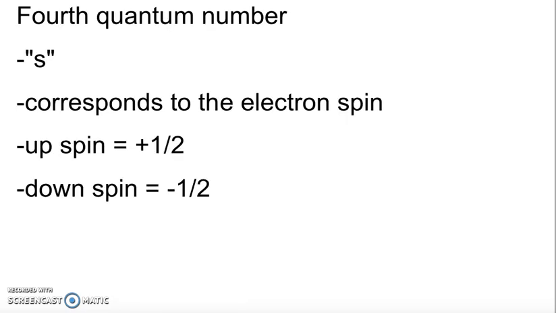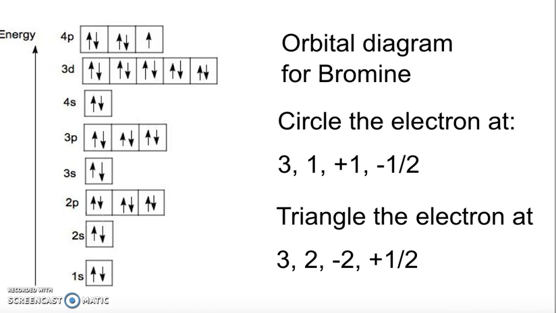The fourth quantum number, represented by the symbol s, corresponds to the electron spin. There are only 2 possibilities: either +1/2 or -1/2. If the electron has an up spin, we represent it as +1/2. A down spin would be -1/2. Again, we're looking at 4 quantum numbers, kind of like a code to help us describe where electrons can be found. What you're looking at here is an orbital diagram for the element bromine.